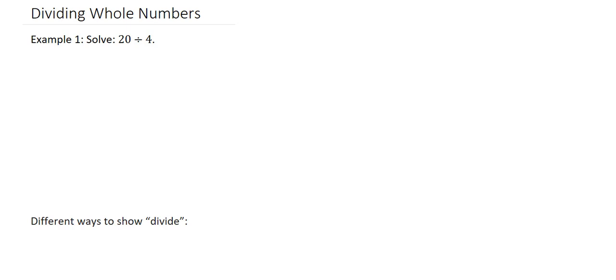Dividing whole numbers, example 1. Solve for the following: 20 divided by 4. So let's go ahead and show what 20 could look like if we were to represent them as dots. So now we have 20 dots. So what we're really asking is 20 divided by 4.